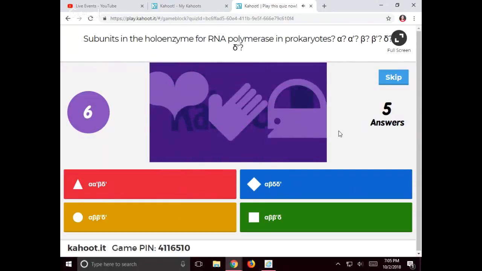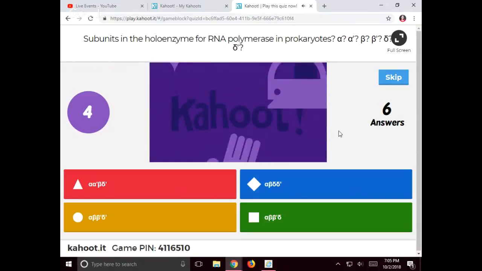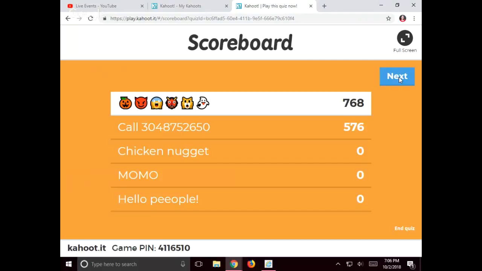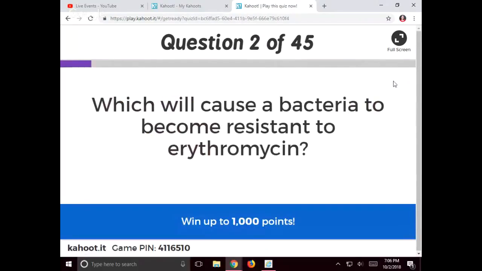It is Greek. So it's alpha, alpha prime, beta, and sigma prime. Alpha, beta, sigma, sigma prime. Alpha, beta, beta prime. So it is two alphas, a beta prime, and a sigma. And that's your sigma factor in there. So it was like a tiny, tiny thing. So of course I knew that one.